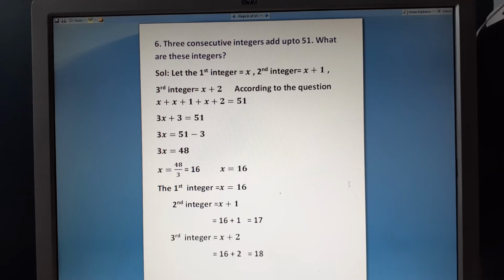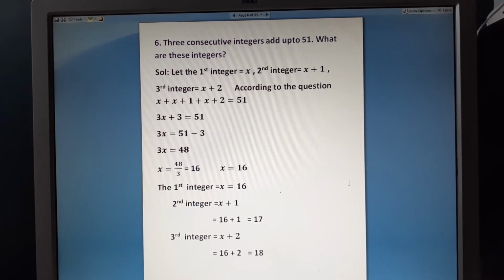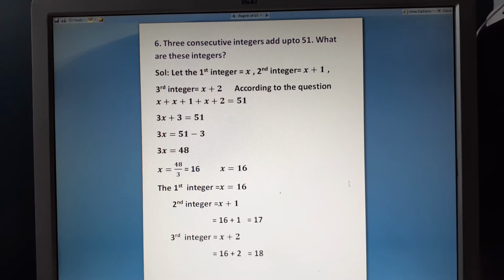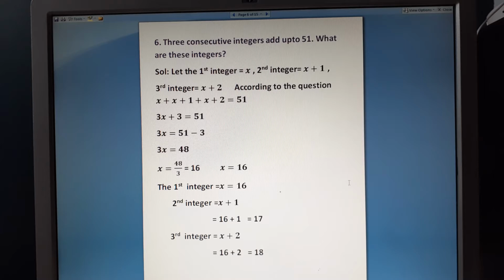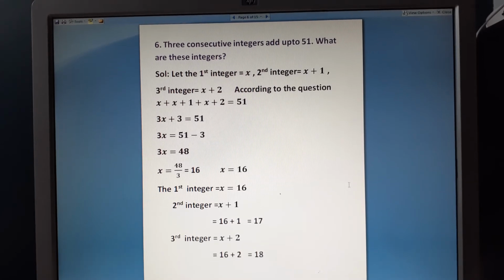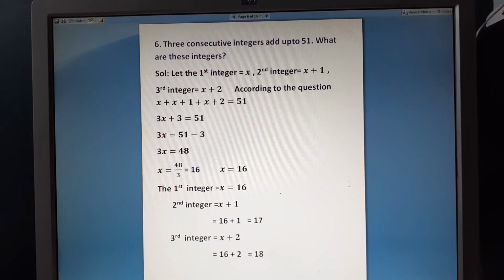3x is equal to 51 minus 3. Left hand side plus 3 comes to this side, it changes into minus 3. Now 3x is equal to 48. x is equal to 48 divided by 3. Left hand side 3 comes to this side, it comes under division. 48 divided by 3 is equal to 16. Now we get x is equal to 16.